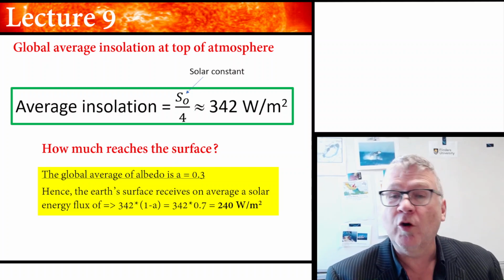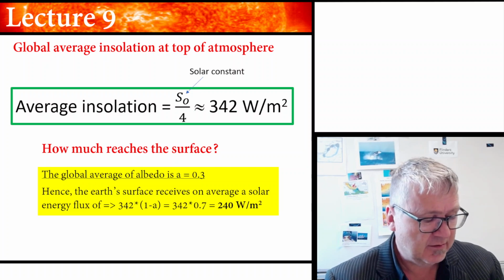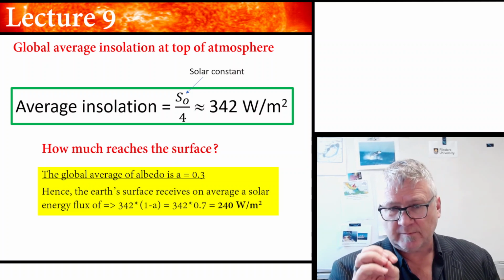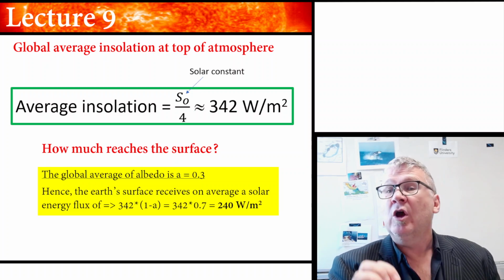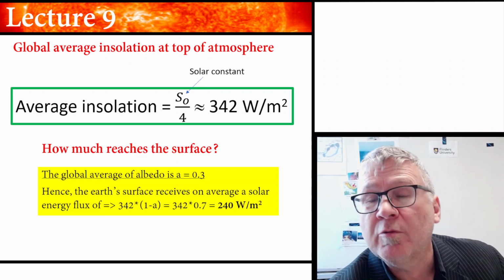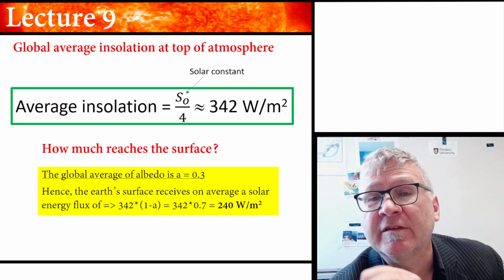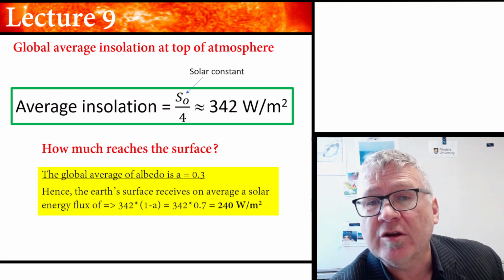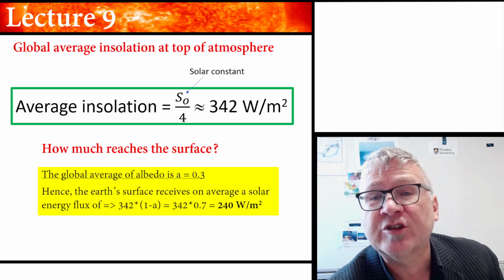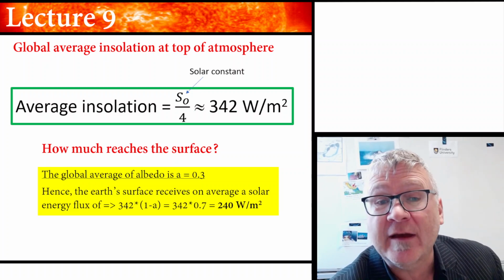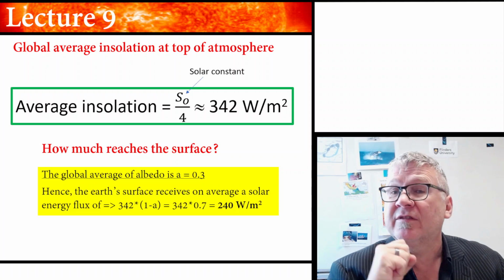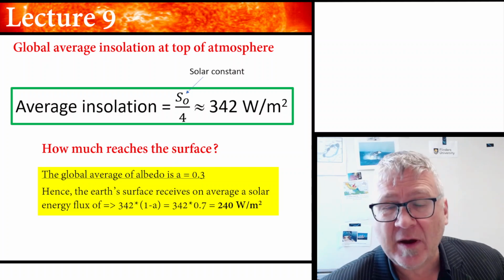I hope that helps you a little bit to understand how much of the solar radiation ends up at the surface, noting that the polar regions reflect most of the solar radiation, because there you have the snow and ice effects, the albedo effects. So this concludes the first part of this lecture.